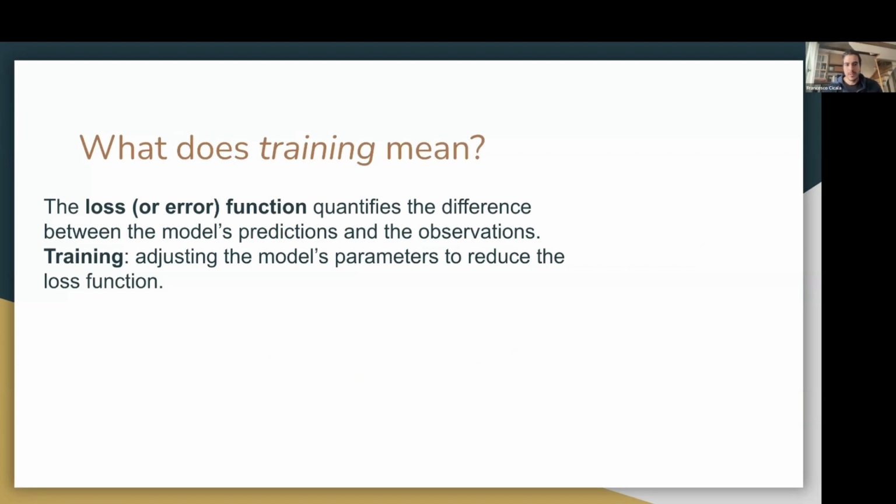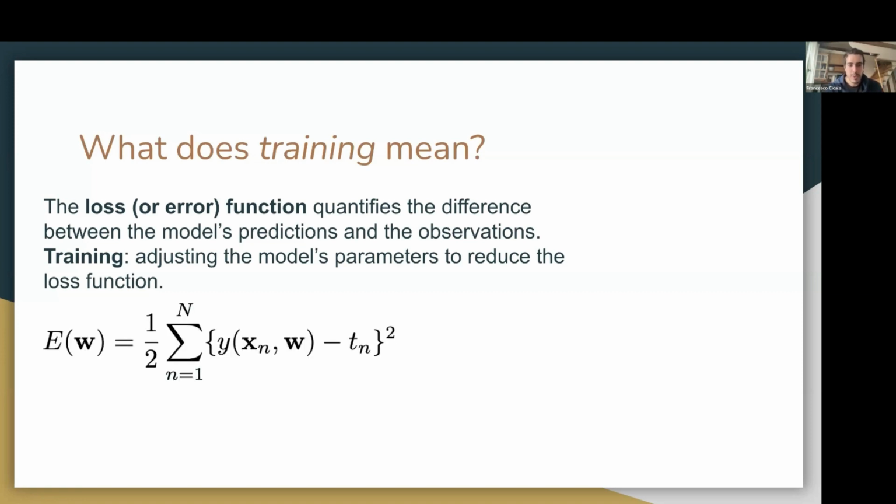We already saw what training a model means. We have a loss function that quantifies how happy we are with the performance of a model, and we try to minimize this error, or loss function, it's the same thing, during the training process. In the training process, we just change these numbers, these parameters, until they get to a configuration that yields a low error, according to our error function.